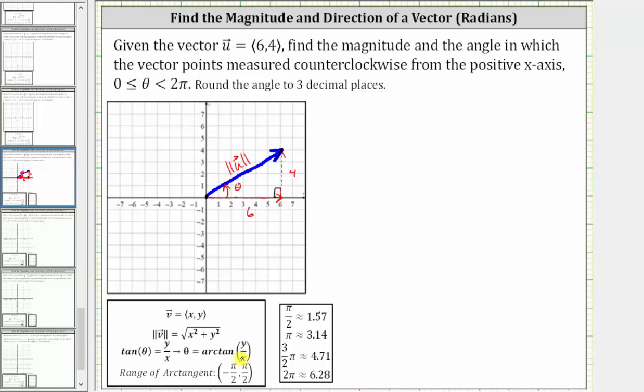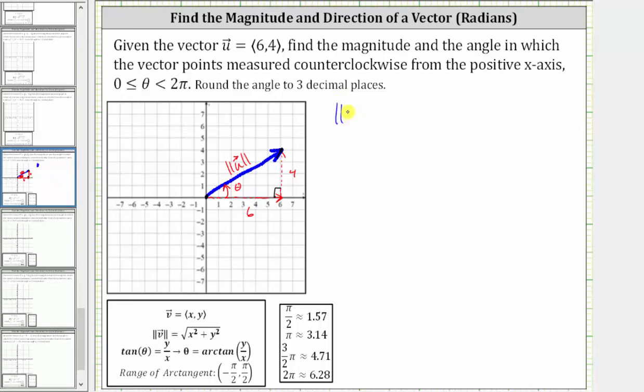When determining theta, though, we need to be careful because remember the output or the range of arctangent is the open interval from negative pi over 2 to positive pi over 2. So we do need to be careful to make sure we give the angle theta in the interval from 0 to 2 pi based upon the quadrant of the vector. Let's begin by determining the magnitude of the vector.